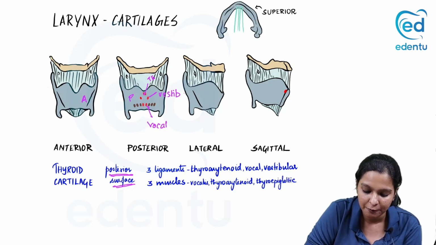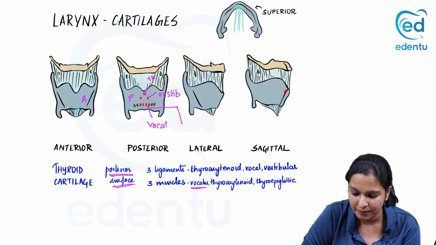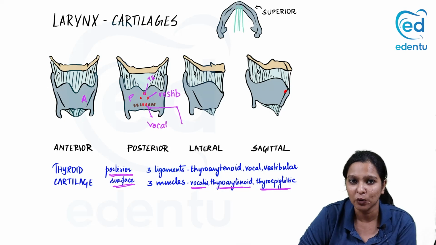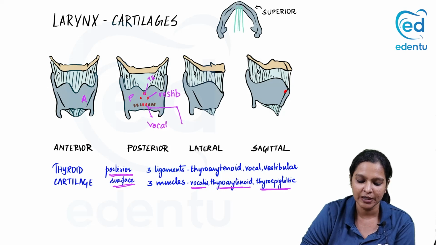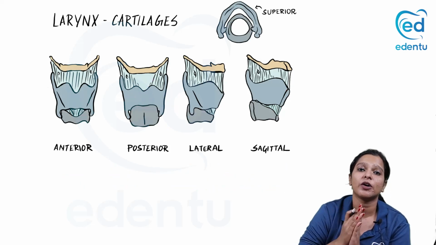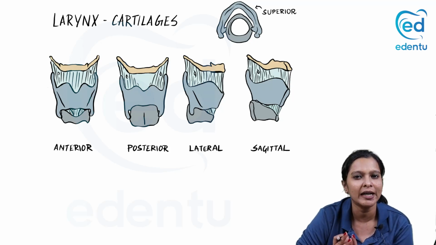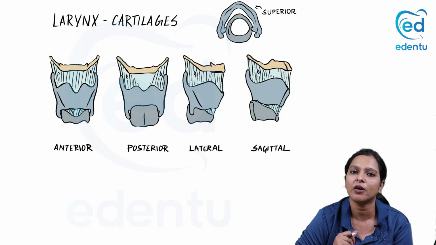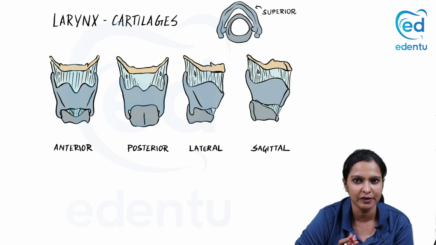What are the muscles? From medial to lateral, it is vocalis, thyroarytenoid and thyroepiglottic muscles. So we've seen about the thyroid cartilage. We saw it had two quadrangular laminae, and we saw about the borders, superior, inferior, anterior and posterior border, as well as the two horns, superior and inferior horn. In addition to that, we also saw about the two surfaces, anterior and posterior surfaces of thyroid cartilage.